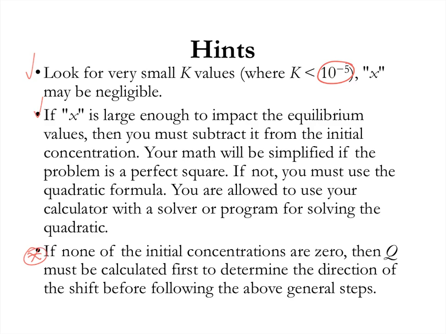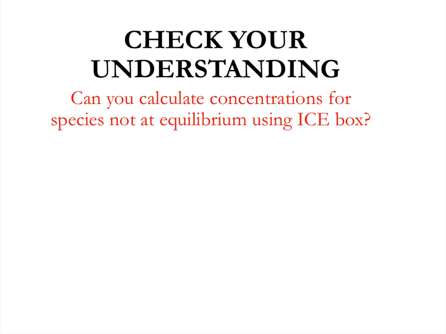And this last point is very important and often forgotten by students. If none of the initial concentrations are zero, meaning I have non-zero numbers in all of those I spots, then you must calculate Q before you fill in the rest of your ICE table, compare it to the given K value, and determine which direction your reaction's actually going to proceed in.